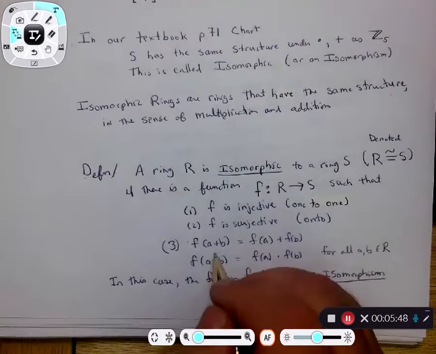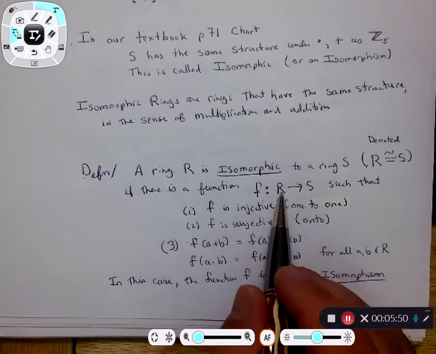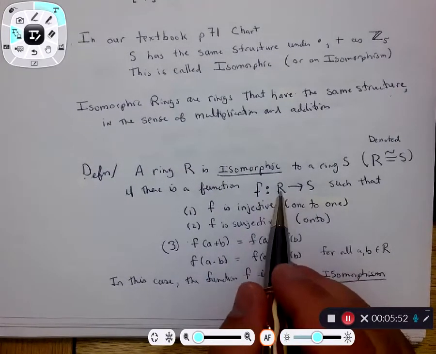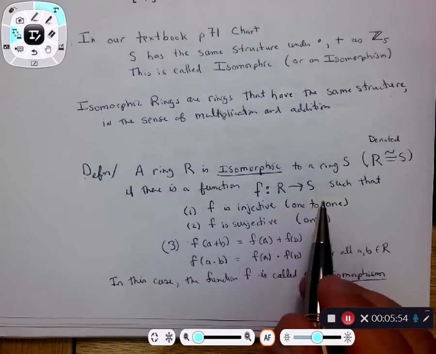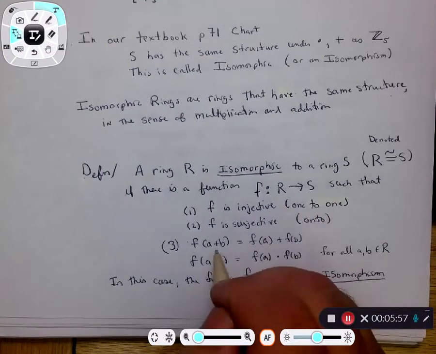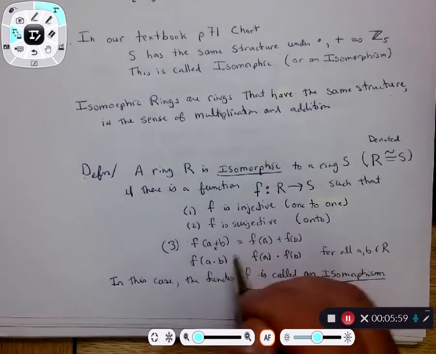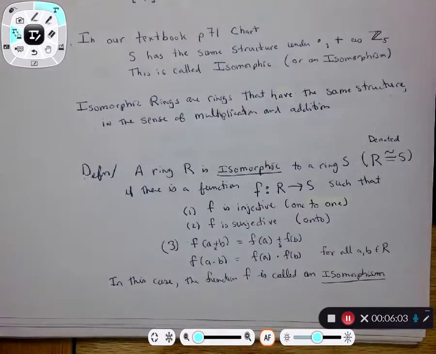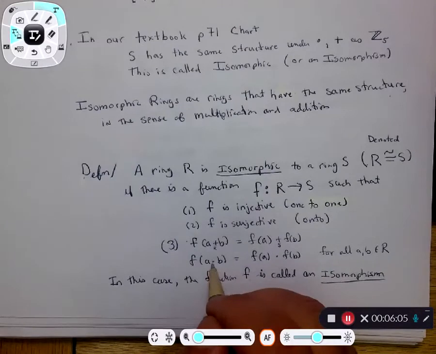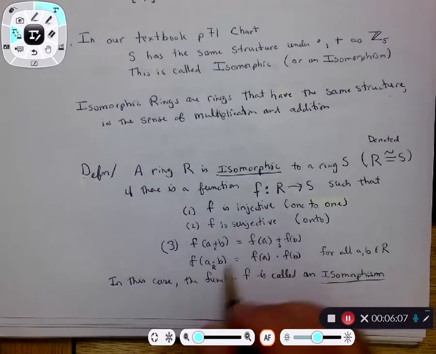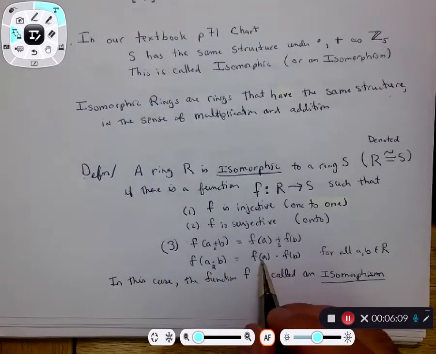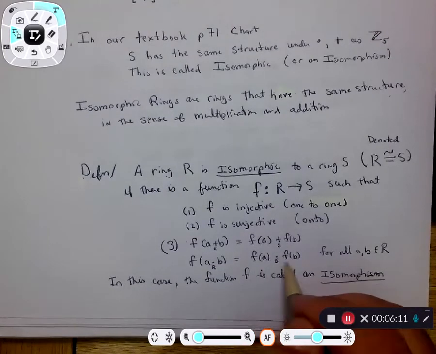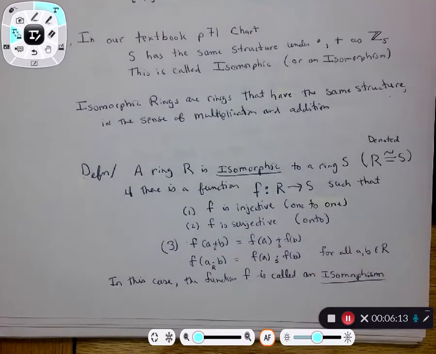And just to remind you, inside the parentheses, this is kind of like f going from R to S. R is the domain, S is the range in high school terms here. This addition inside the parentheses is coming from R. This addition outside the parentheses is coming from S. This multiplication a times b is coming from R, but when you map it over, that'll be f of a, which is in S, times f of b, which is in S. So this multiplication is in S. So this is the idea of isomorphism.